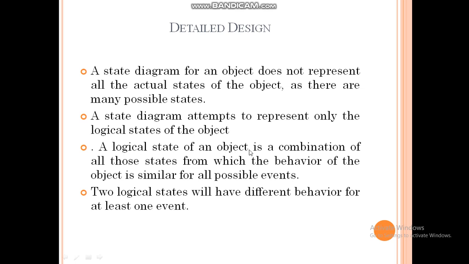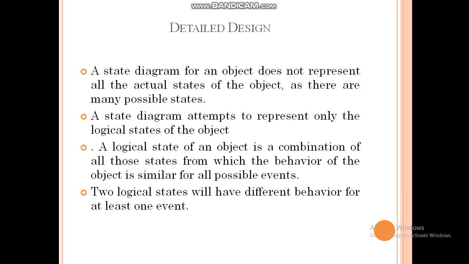A logical state of an object is a combination of all those states from which the behavior of the object is similar for all the possible events. So a state chart diagram consists of a collection of states and a collection of transitions. Each and every state represents the behavior or functionalities of the object. Each state represents the functionalities and operations of the object.